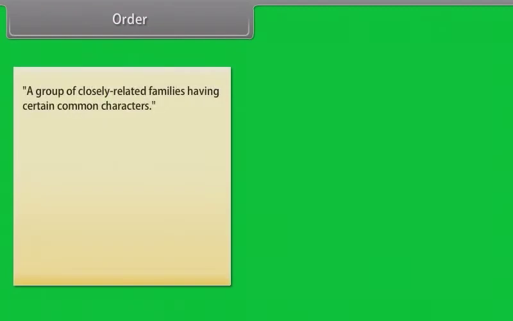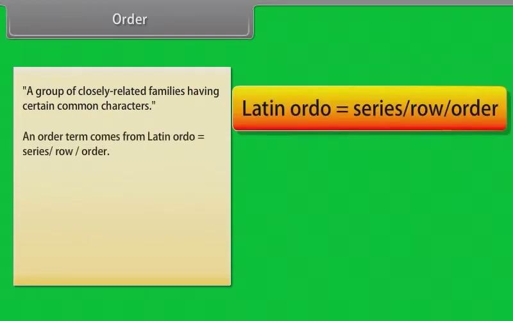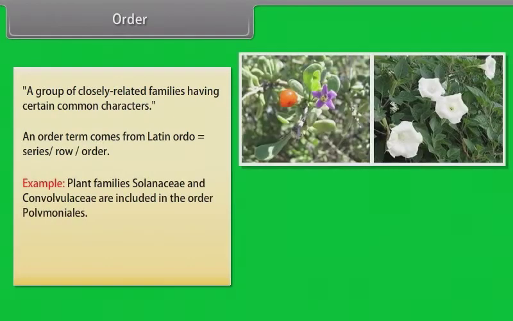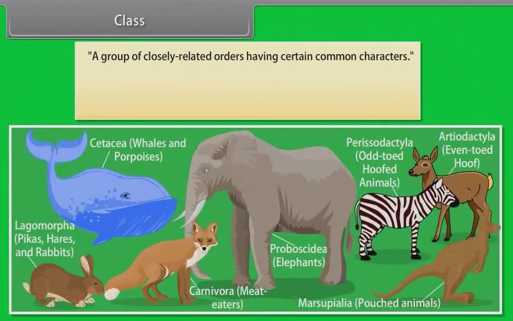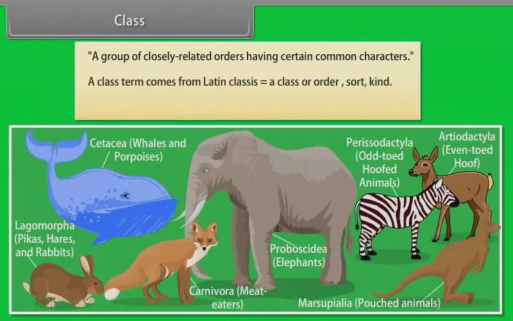Order. A group of closely related families having certain common characters. The term order comes from Latin ordo, series, row, order. Example, plant families Solanaceae and Convolvulaceae are included in the order Polemoniales, while animal families like Felidae and Canidae come under order Carnivora. Class: a group of closely related orders having certain common characters. The term class comes from Latin classis, a class or order, sort, kind. Example: class Mammalia.